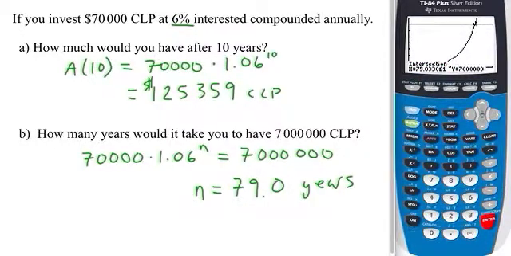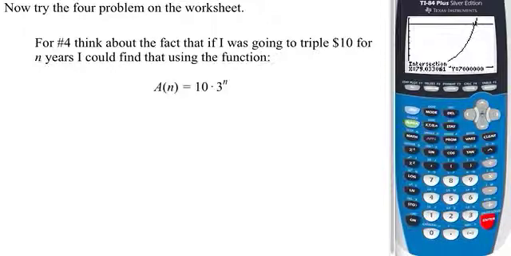Okay, that's it. I think you can do the rest on your own. I'm going to put a worksheet up with 4 problems. Number 4 is going to be a comparison. You're going to use compound interest, but you're also going to use something else. So you're going to have to also, for number 4, think about the fact that if I was going to triple $10 every year for n years, I could find that equation using this function here, which would be 10. This is my initial amount again, times 3 to the power of n. And 3, this is because I'm tripling.